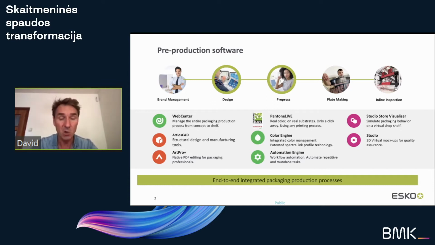Then you have, of course, color management tools. You also have CAD and structural design editors. You have project management and approval platforms like WebCenter, which you will see in your top left. And then you have, of course, our PDF native editing software called ArtPro+. Again, today we will be focusing mainly on Automation Engine, firstly, and then secondly on ArtPro+.